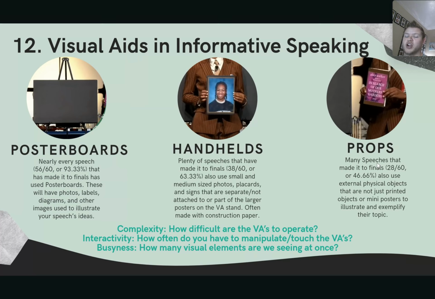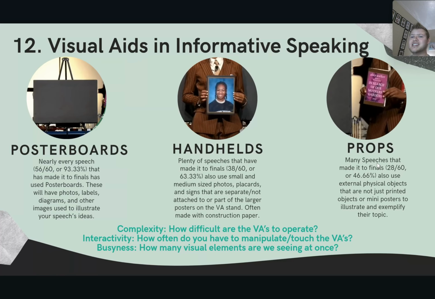So chances are you're gonna have to make some sort of posters or handhelds or props if the highest level of success is something you want. Now, to clarify, in the rules, it says that visual aids are not required, and it is better to have no visual aids than to have bad visual aids. But a great speech with great visual aids is always going to do better than a great speech with no visual aids. So just accept that if you don't want to do visual aids, you probably should do a different event.